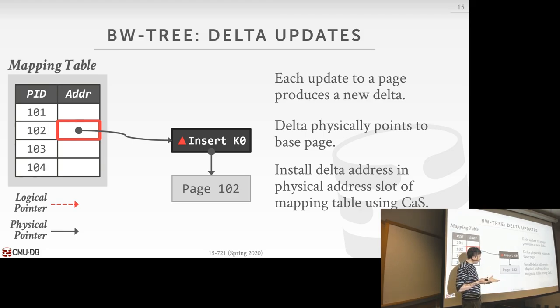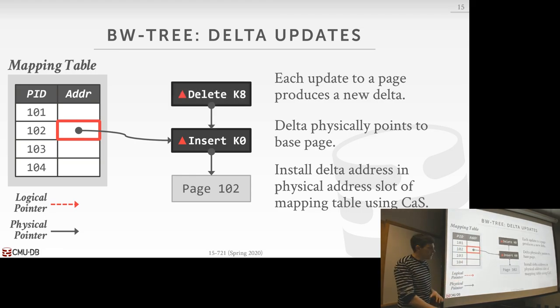The question is, the more delta records you have, the longer it takes to actually find the key, if you had to look at the base page. Yes. We'll fix that in a second. Yes? What if there's another concurrent delta update? Would there be an L4? So his question is, what if there's a concurrent delta update? Next slide, we'll handle that.